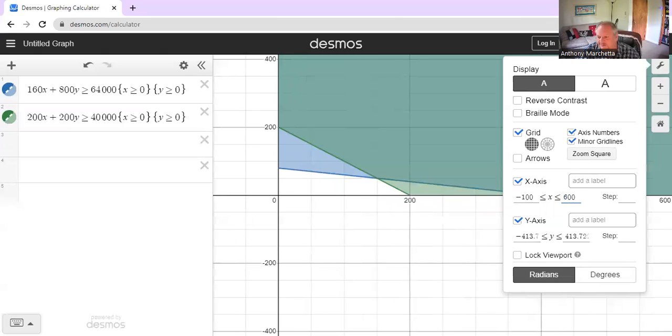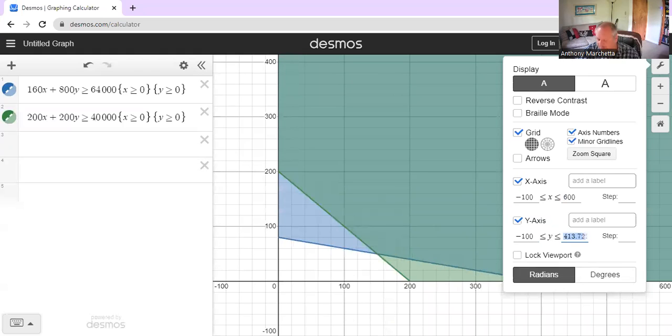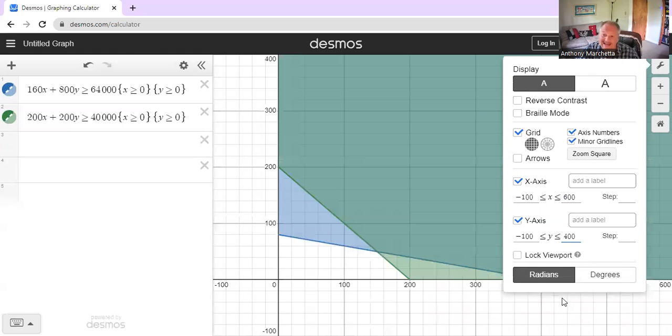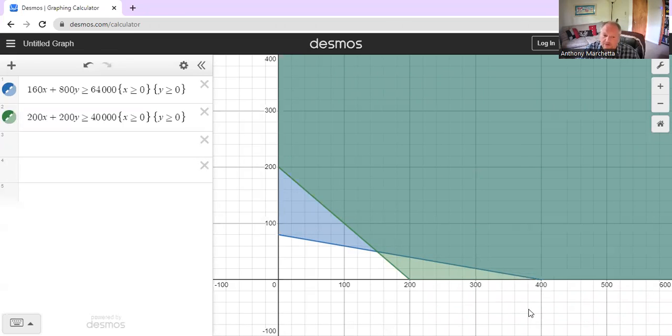If we go to 600, we get a little bit past it. I like to go a little beyond the picture, so you have a little bit of a boundary. For the y, let's go from negative 100 to 400. And now, if you look at our picture, it's very, very close to the actual picture that we were looking at before.